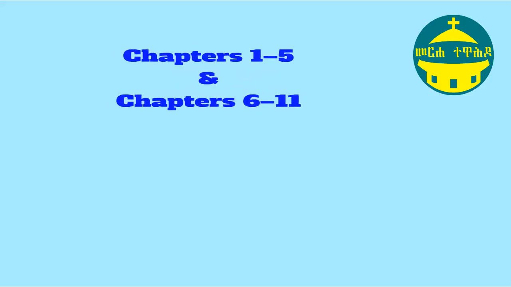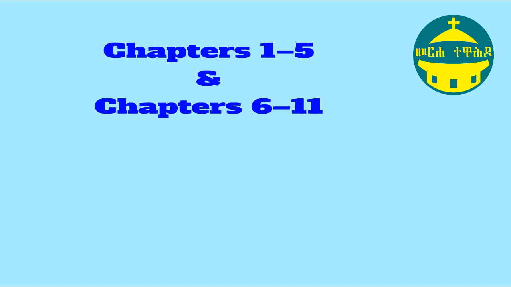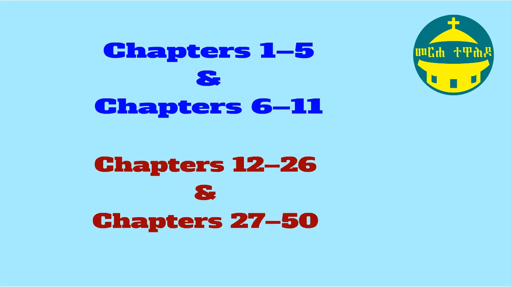In summary, the first 2 sections, chapters 1 through 5 and chapters 6 through 11, focus on the beginnings of creation and provide a prehistory of God's plan for salvation. The last 2 sections, chapters 12 to 26 and chapters 27 to 50, trace the history of how God began setting apart the people who would serve him, starting with Abraham.